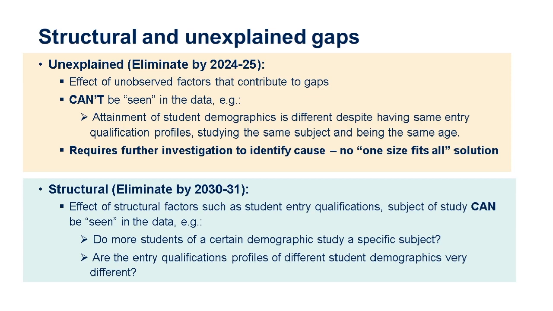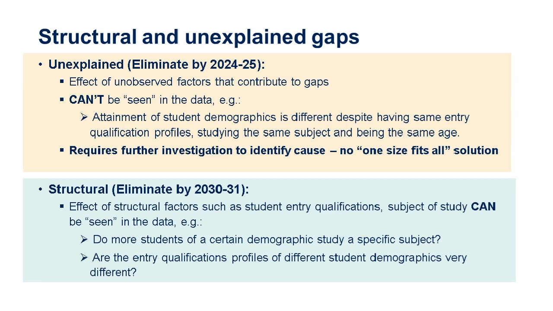What I mean by structural is quite the opposite, or just the reverse even. The effect of these structural factors can be seen in our data when we explore it. So for example, do more students of a certain demographic study a specific subject or different subjects? Are the entry qualifications of different student demographics very different? These are things you can tell between two populations that you want to compare, say, attainment gaps in, and you can see them in the data by exploring these particular factors.